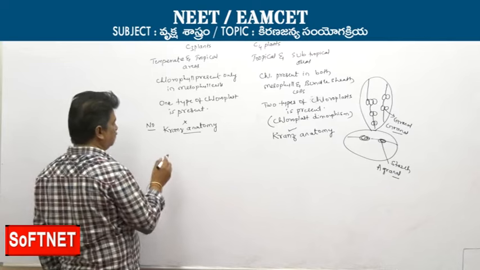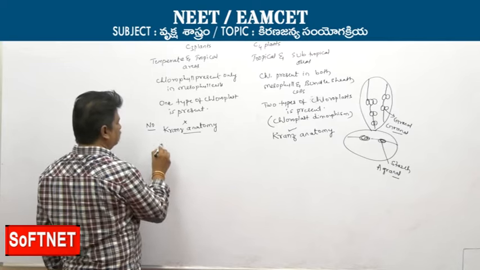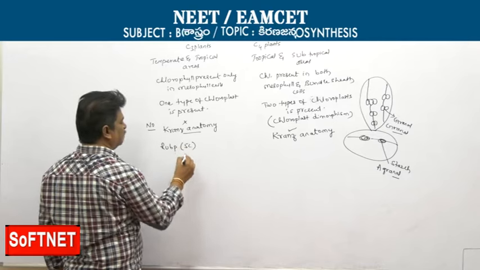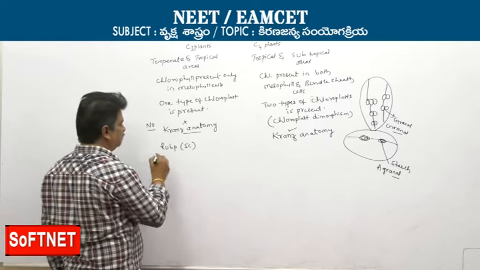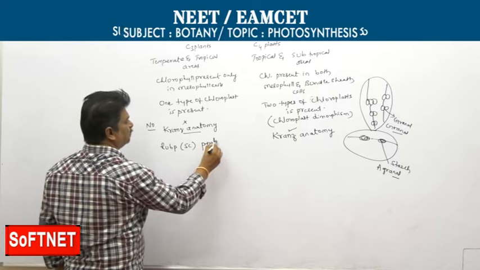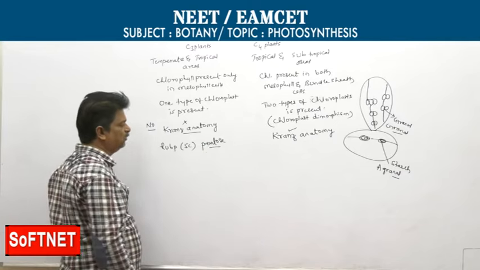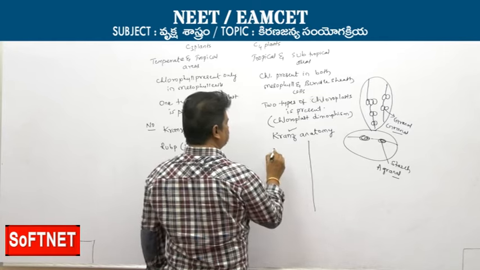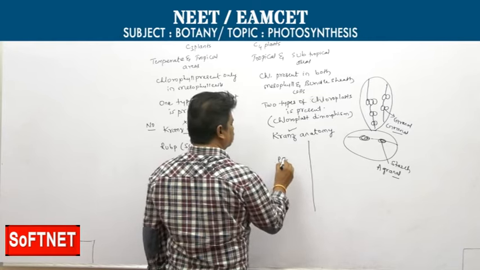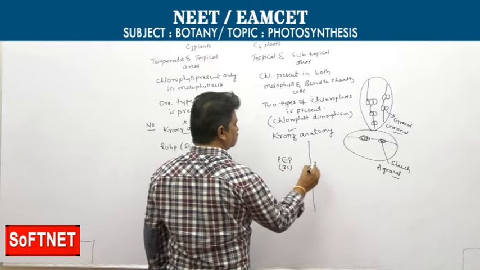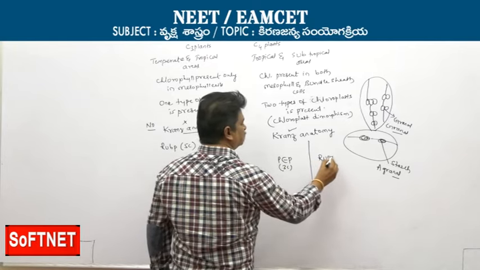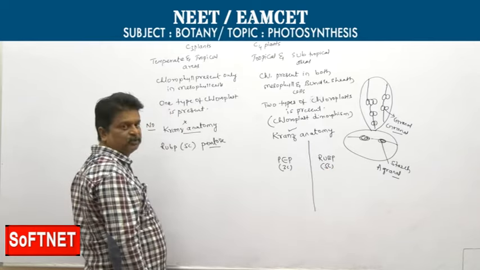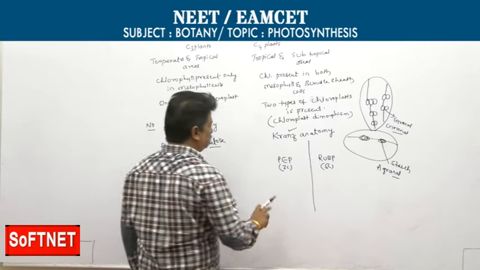Then C3 plants, only one carbon dioxide fixator is present, that is ribulose bisphosphate. Rightly, it is pentose, a 5 carbon compound. In C4 plants, 2 carbon dioxide fixators are present. One is triose, that is phosphoenol pyruvic acid. Second one, ribulose bisphosphate, that is pentose, a 5 carbon compound.